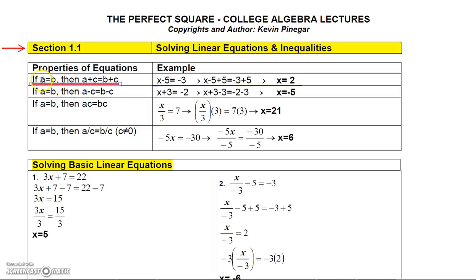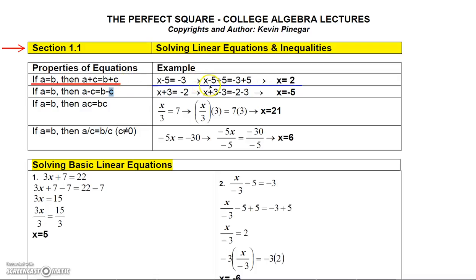The first property I want to talk to you about is if you have an equation a equals b, then you can add the same number to both sides. Now actually you can write this as one property if you say that c can be positive or negative, but I went ahead and wrote it as the positive property and the negative property down here. So basically you can add the same number to both sides of an equation and still have an equation, or you can subtract the same number from both sides and still have an equation.